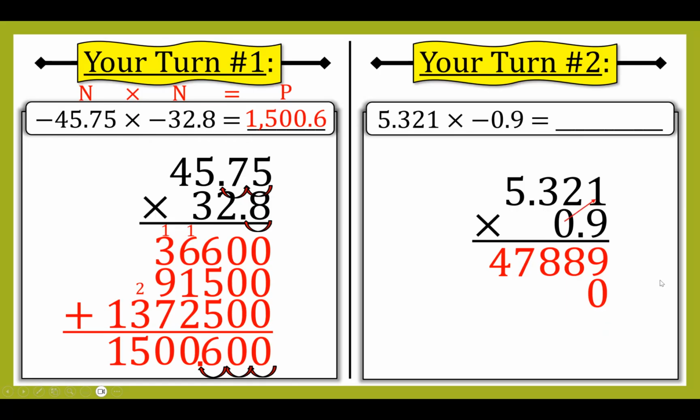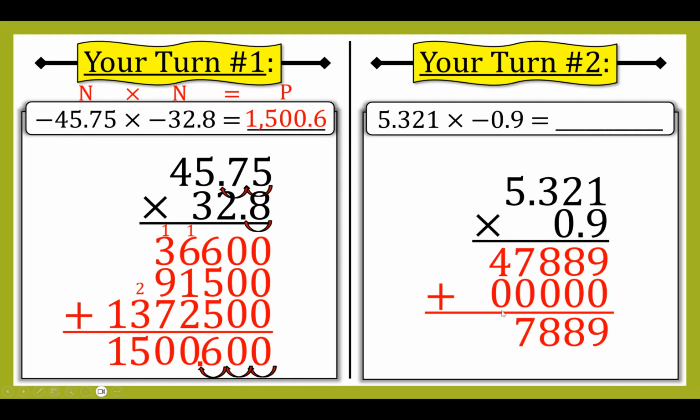Okay, 0 times 1 is 0. 0 times 2 is 0. 0 times 3 is 0. And 0 times 5 is 0. All right, I'm going to go ahead and add. 9 plus 0 is 9. 8 plus 0 is 8. 8 plus 0 again is 8. 7 plus 0 is 7. And 4 plus 0 is 4.